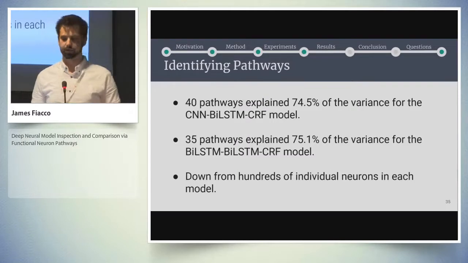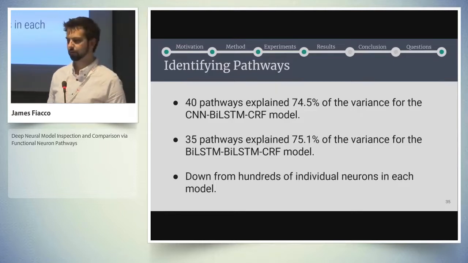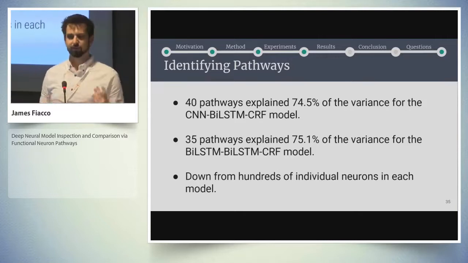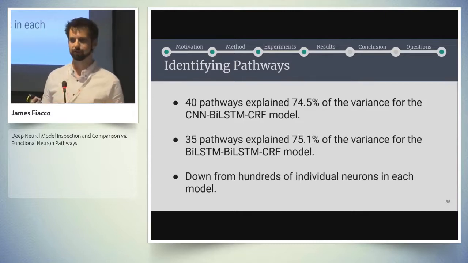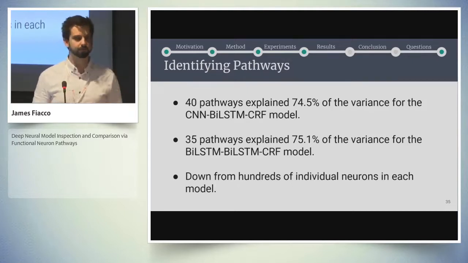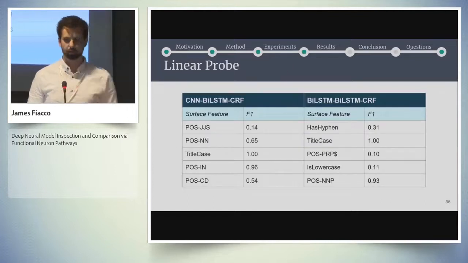So, identifying the pathways. In the CNN-based model, we found about 40 pathways that explained about 75% of the variance. And for the BiLSTM-based model, there's about 35 pathways that explained about the same amount. We chose the number of pathways to explain about 75% of the variance because it gave a good balance between the number of pathways that you got and not losing too much information. And the number of pathways is down from the hundreds upon hundreds of individual neurons in each of the models.